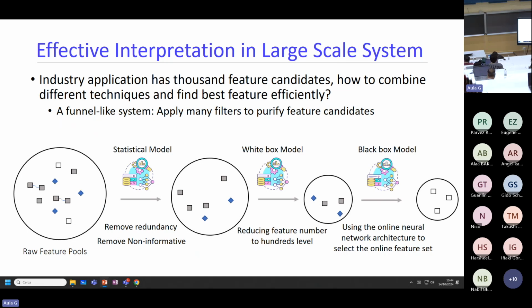And the third application is the efficiency interpretation in large-scale systems, which I have described above. We can use a funnel-like system to filter features step by step and get the final online serving.